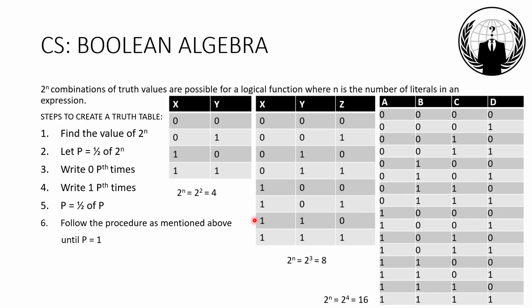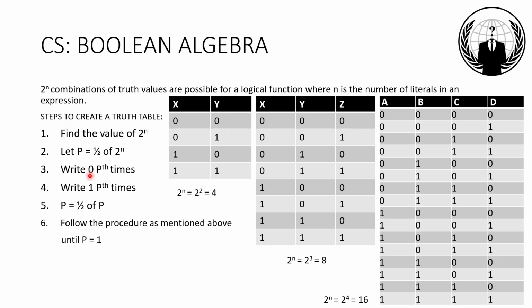Now here is a representation of the usage of the formula 2 raised to the power n to find the combinations of truth values which are possible for a logical function, where n is the number of literals in an expression. Here in this case there are two literals x and y. Here three literals x, y and z, and here four literals a, b, c and d.